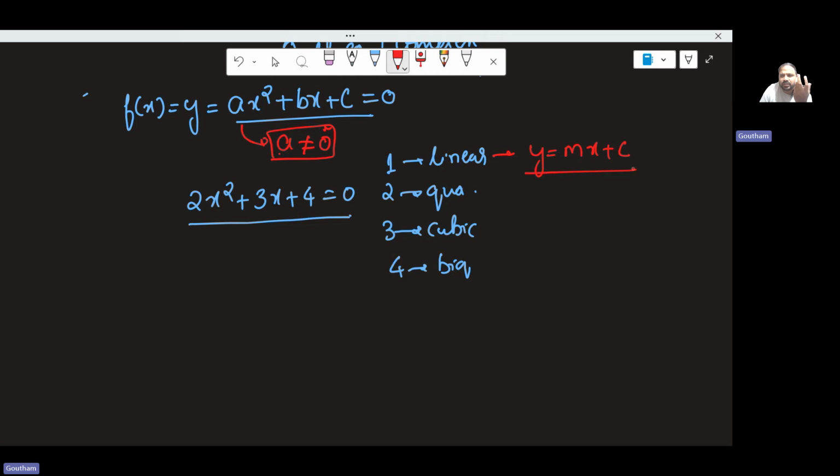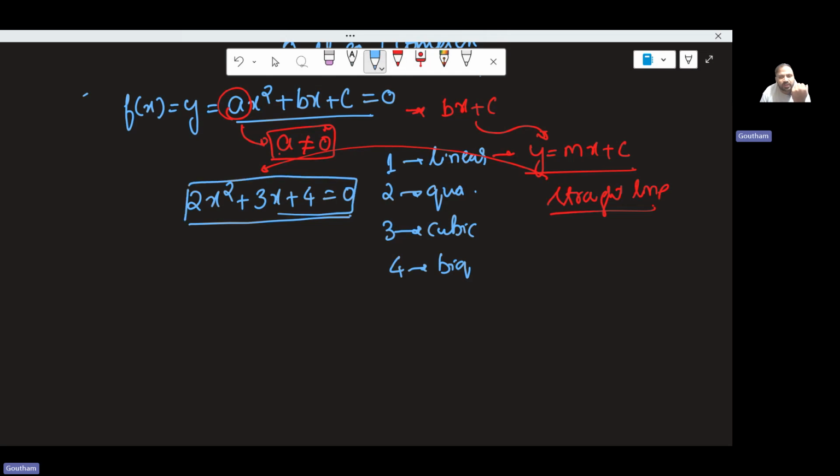If you put a is equal to 0 in this equation, it will simply become bx plus c. It is of this form only, so it is a straight line. Then how does the curve ax square plus bx plus c look like? It looks something like this.